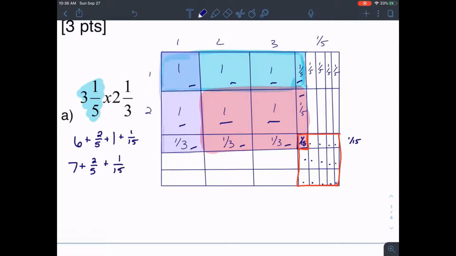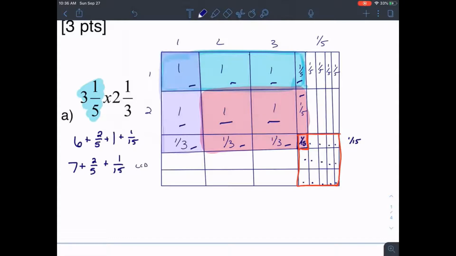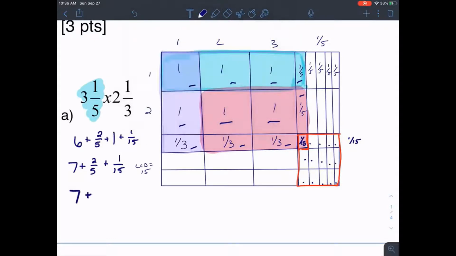And what we need to do now is find the lowest common denominator to be able to add them together, which is 15. So that would give us 7 plus, since 5 is 3 times, 6/15 plus 1/15. So that would give us 7 and 7/15.